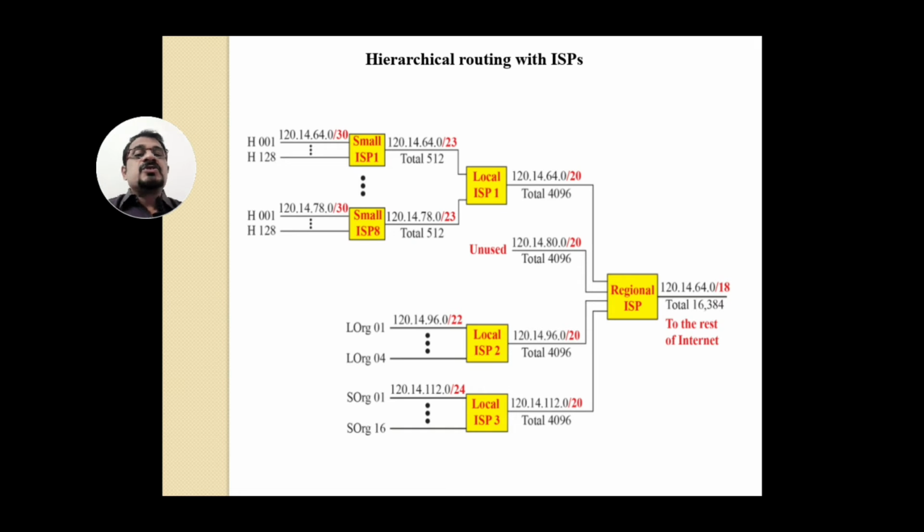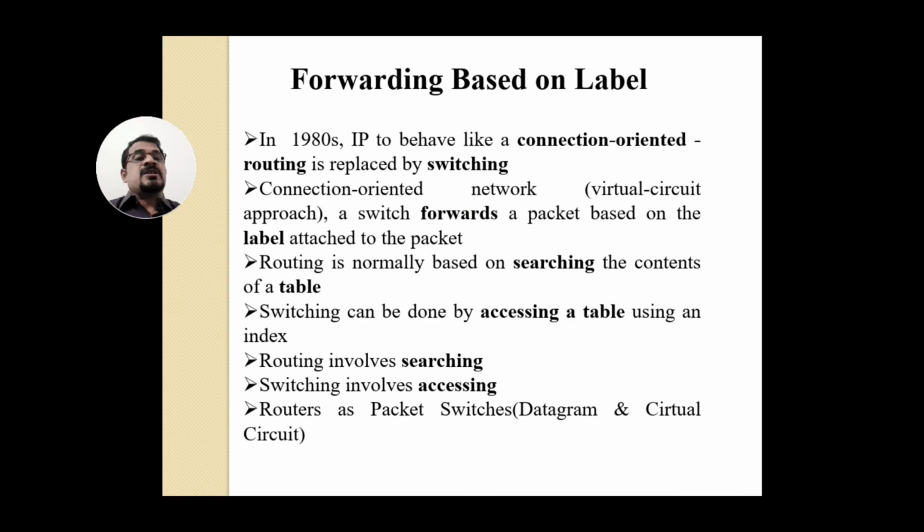The same way is replicated for each and every local and then small ISP, and it goes on. The same way, we can give a huge number of connections with the same addresses. This is how hierarchical routing with an ISP works.